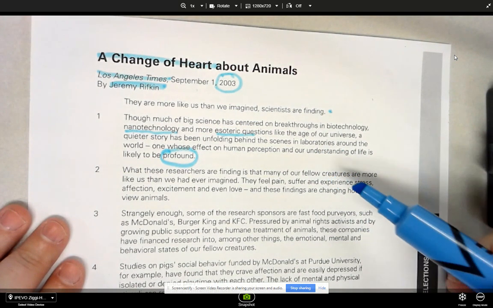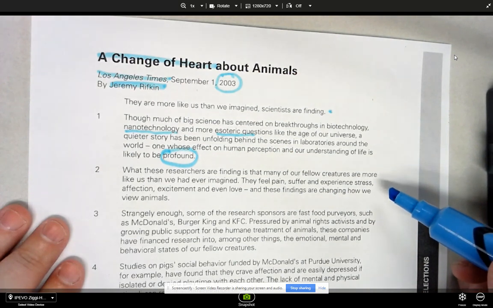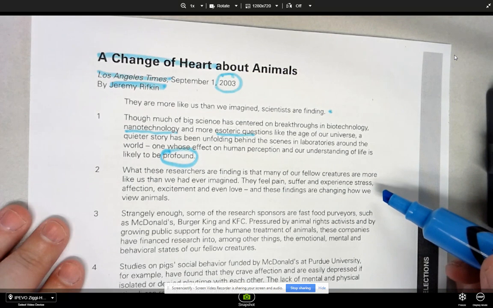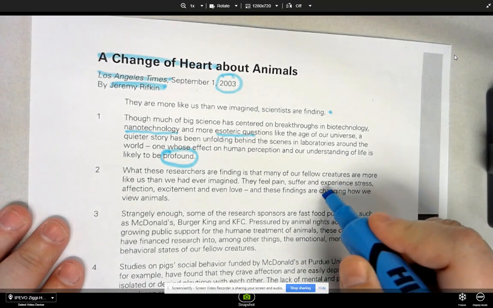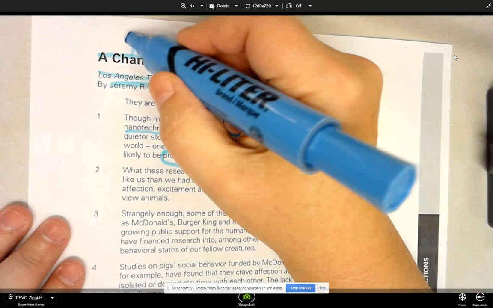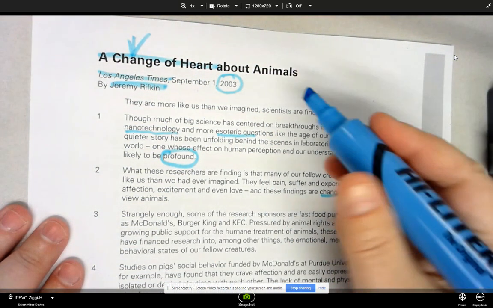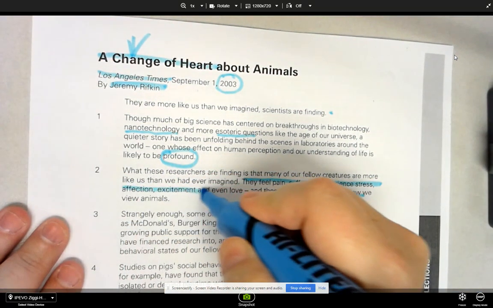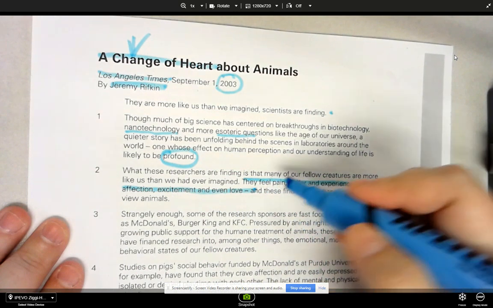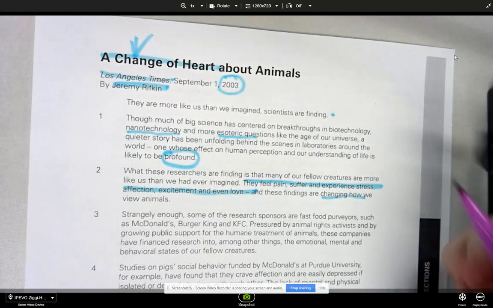"What these researchers are finding is that many of our fellow creatures are more like us than we ever imagined. They feel pain, suffer and experience stress, affection, excitement, and even love, and these findings are changing how we view animals." Okay, here is the link: change, and change. So I know now I've got myself the major claim. We're talking about how animals feel pain, suffer and experience stress, affection, excitement, and even love. So I'm going to label this as my major claim.